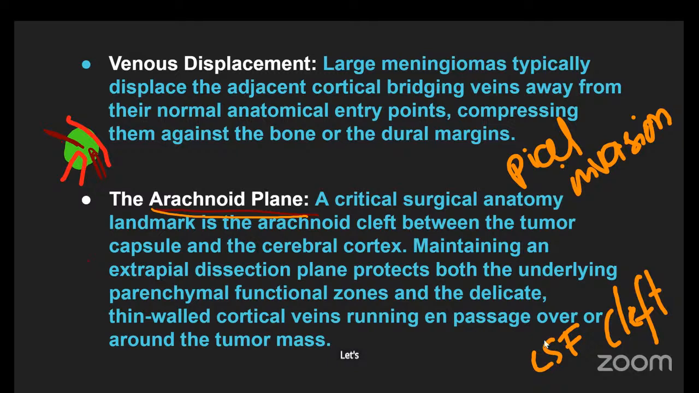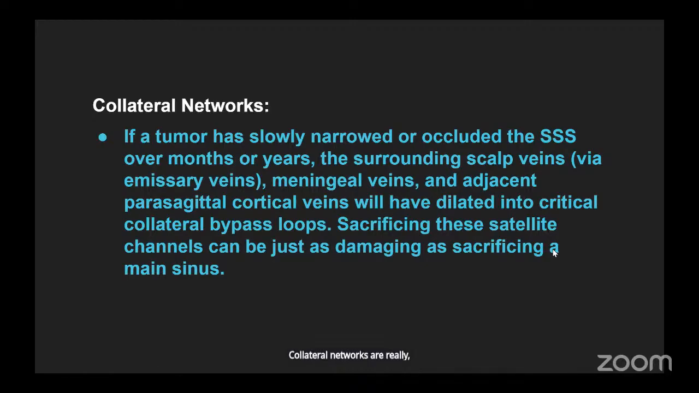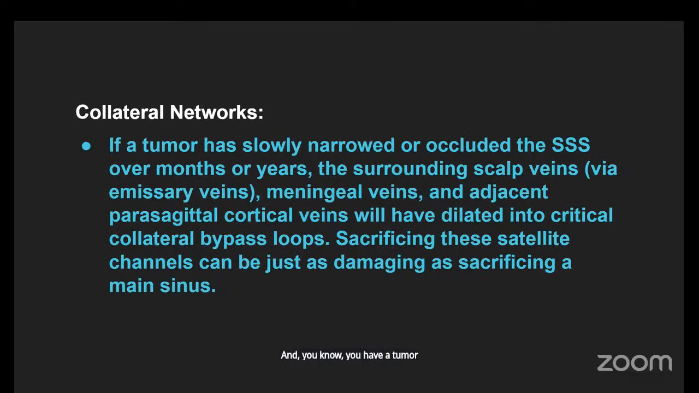Let's move to the next image. We are running out of time. Collateral networks are really, really important. Why is it important? It might not be of paramount importance if it is the anterior segment, but if it is the middle segment, and you have a tumor which is invading the superior sagittal sinus, then you want to get an angiography. You want to be sure that there is some collateral network if you're planning to manipulate the sinus, take the tumor out and resuture or repair it, whatever your surgical plan is.